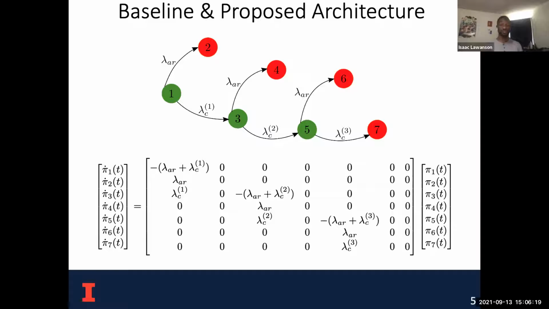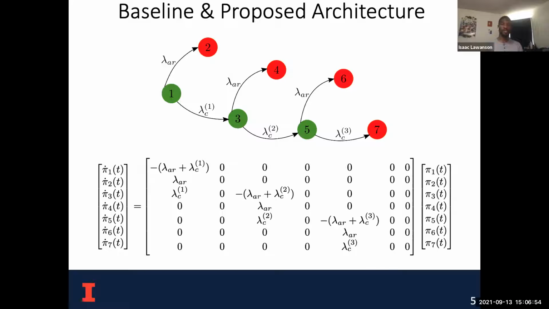And the only major difference between the Markov reliability model for the baseline and the proposed architecture is that the proposed architecture has more diodes and more switches and an additional capacitor. I would also like to point out that lambda AR doesn't just contain the diodes and switches, but also contains auxiliary systems that are in the system, like the control modules, the protection systems, things like that.